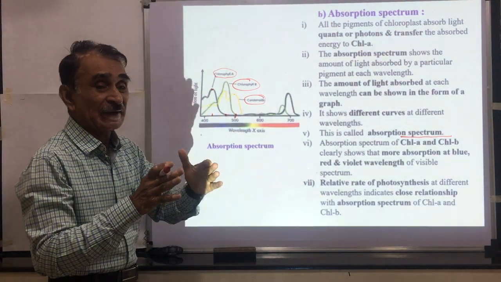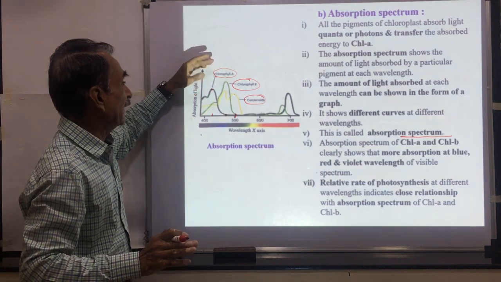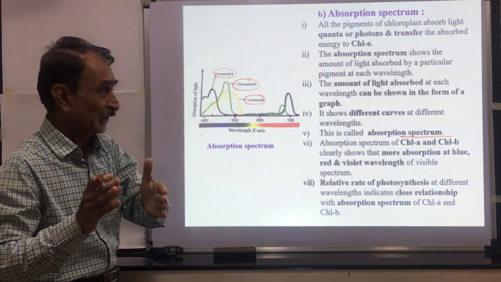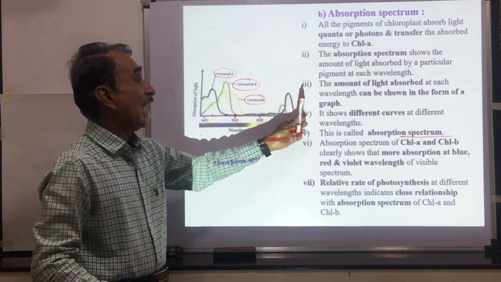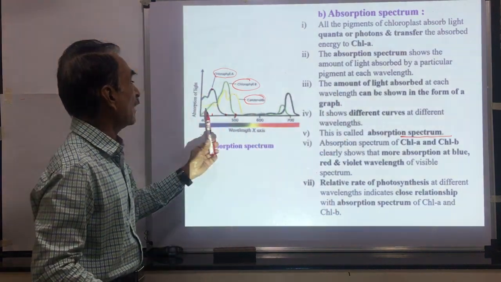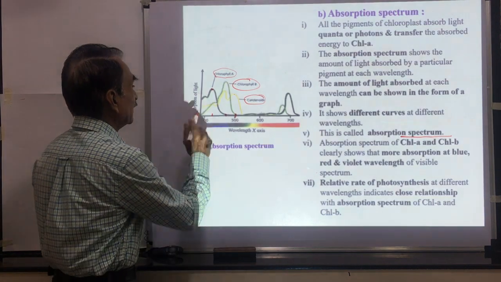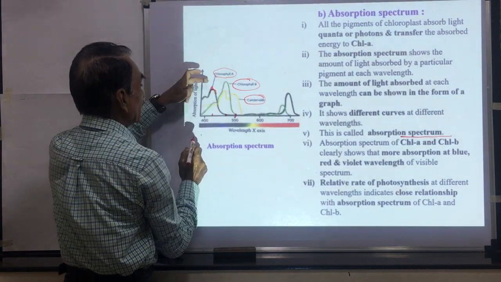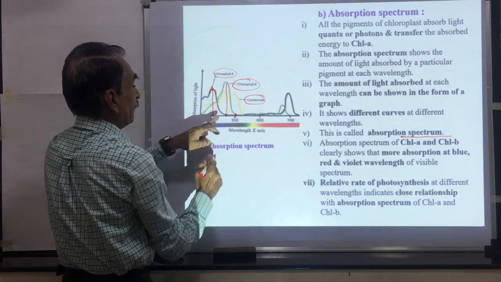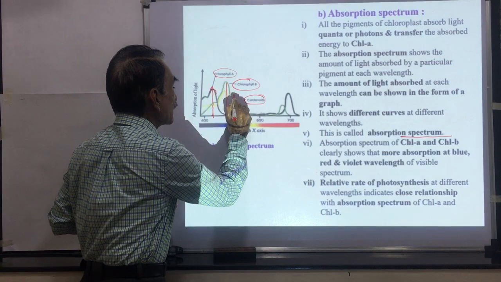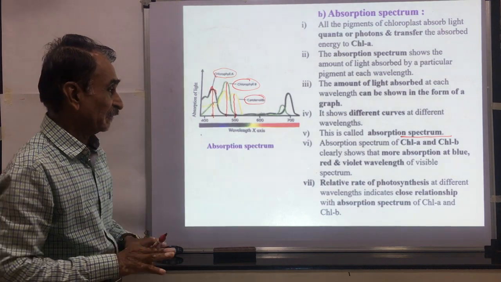In this way, you can see that our absorption spectrum shows in which region of the spectrum each photosynthetic pigment absorbs the maximum light. The amount of light absorbed at each wavelength can be shown in the form of a graph. This is called the absorption spectrum. It shows different curves at different wavelengths. The highest amount of light energy is absorbed by chlorophyll A at this wavelength. Chlorophyll B absorbs maximum light energy at this wavelength. Carotenoids absorb maximum light energy at this wavelength. This is shown in the form of a graph, called the absorption spectrum.